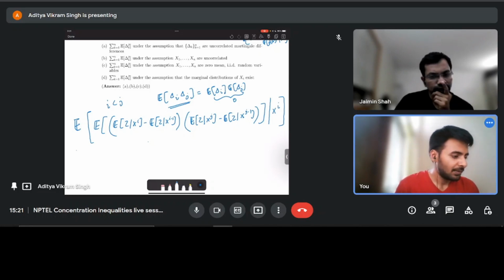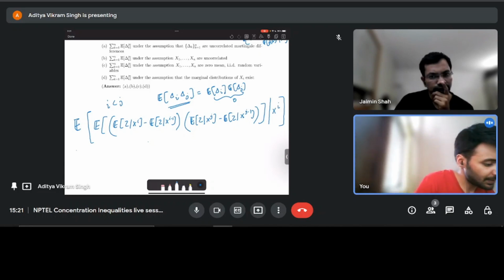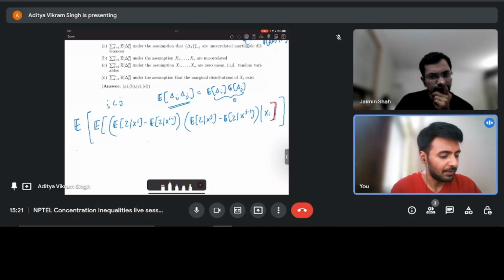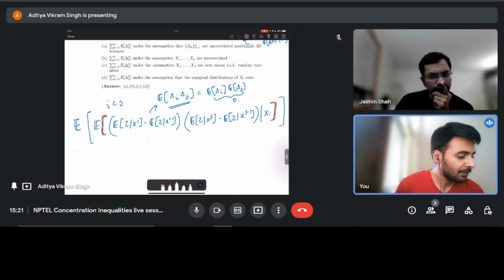No, wait, is this correct? No, this is not. So first you took this conditioning, so let me just draw this red bracket so we know the pairing. And then we again took this bigger bracket, so the total would just be this. So okay, again this is x power i. So suppose you're given x power i.